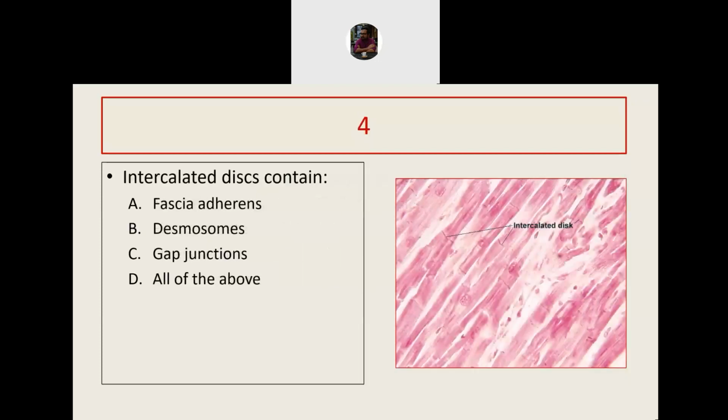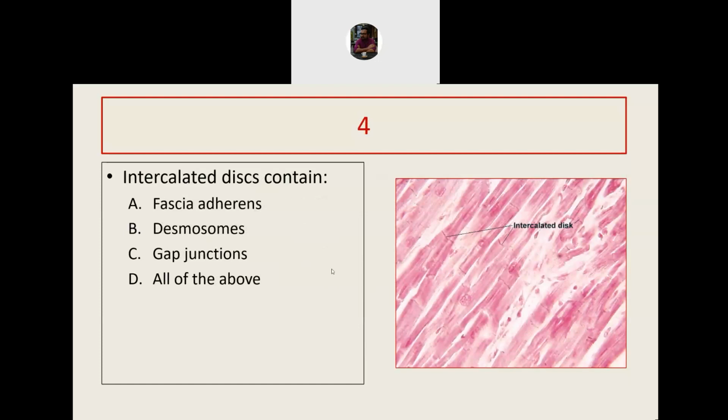Question number 4. Look at the picture very carefully. This is a hematoxylin and eosin stained section of the cardiac muscle, and you can see the intercalated discs are labeled. My question is, intercalated discs contain: A, fascia adherens; B, desmosome; C, gap junction; and D, all of the above. Here again, the answers are split between B, C, and D, as I can see.